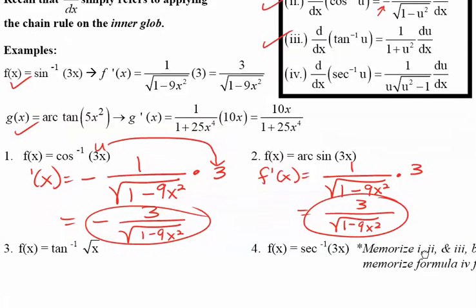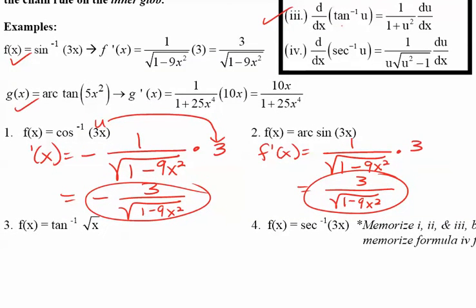All right, let's try the formula for inverse tangent. And notice it has no square root. It is 1 over 1 plus u squared. Where these formulas come from, by the way, we're going to derive them. We're going to derive the derivative formulas at the end of this assignment.